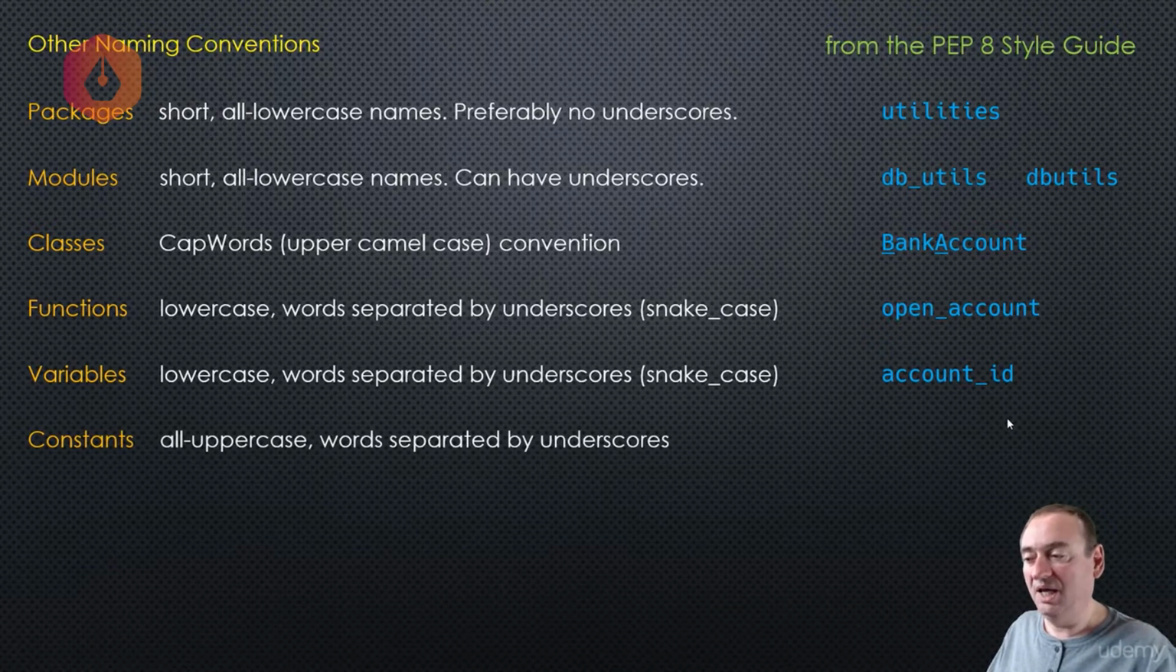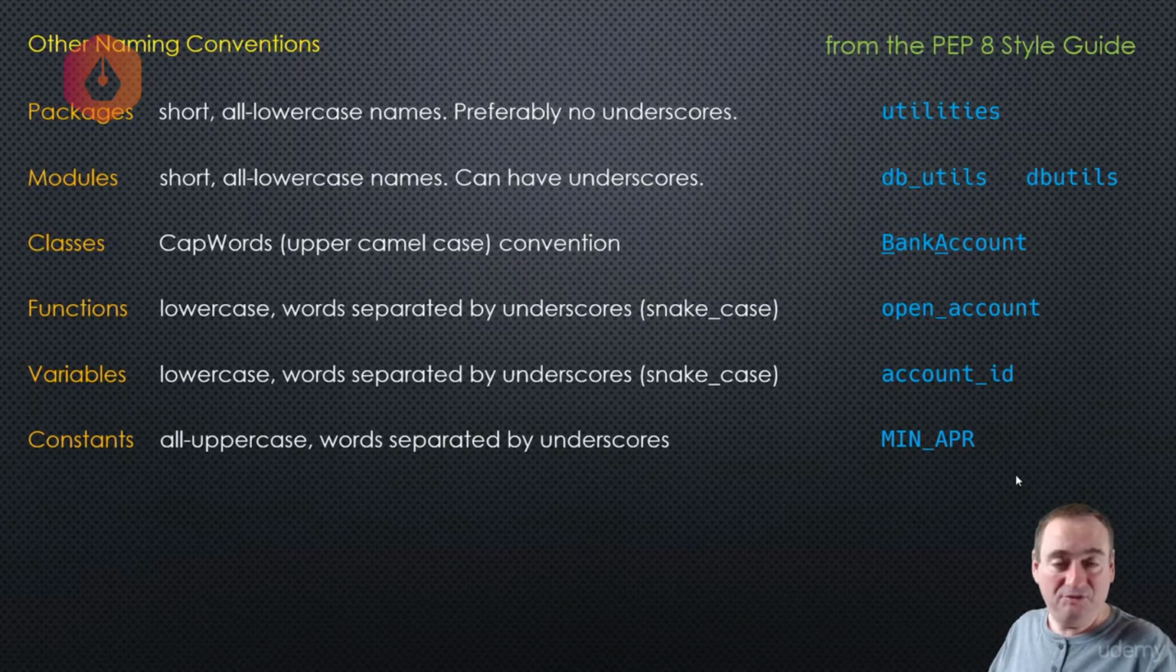Constants are all uppercase and the words are separated by underscores. So for example, minimum annual percentage rate, MIN_APR, would be a valid constant name. Now obviously you don't have to follow those conventions. You can follow your own conventions.